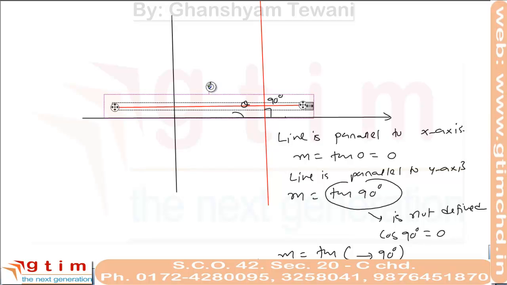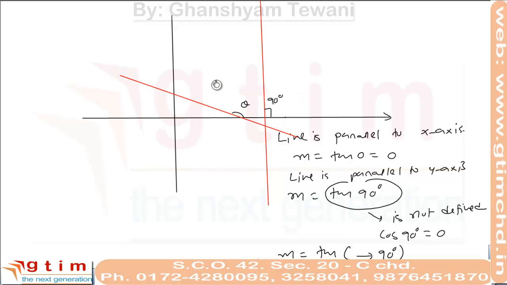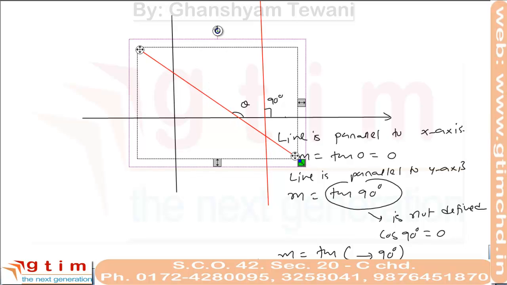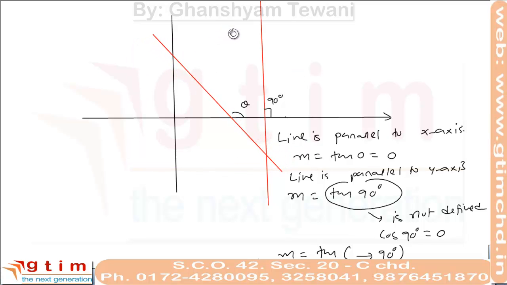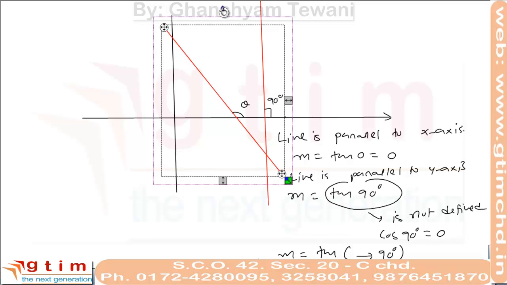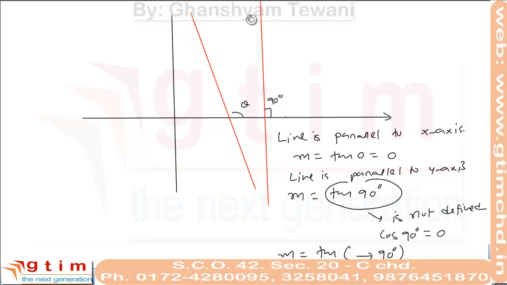So from this position, if the line is rotating like this clockwise, slope is becoming negative, and if it is moving again, slope is becoming more negative. If it is rotating, then slope is becoming again more negative. And when the line is almost parallel to the y-axis, slope approaches what? Minus infinity. But when the line is exactly perpendicular, then we define slope as plus infinity.